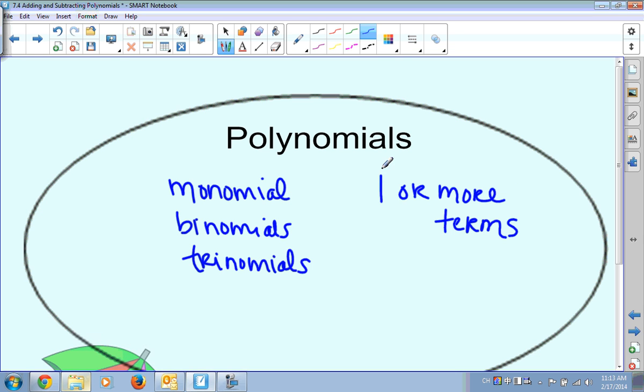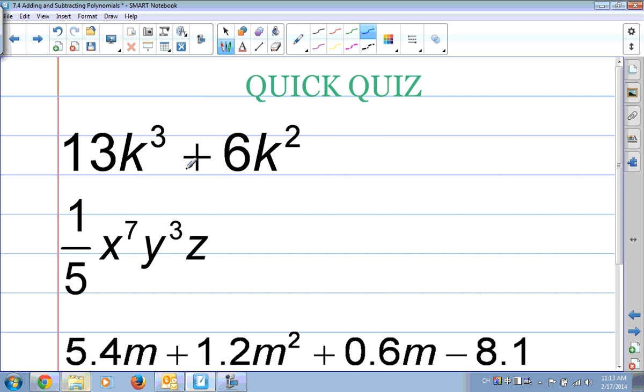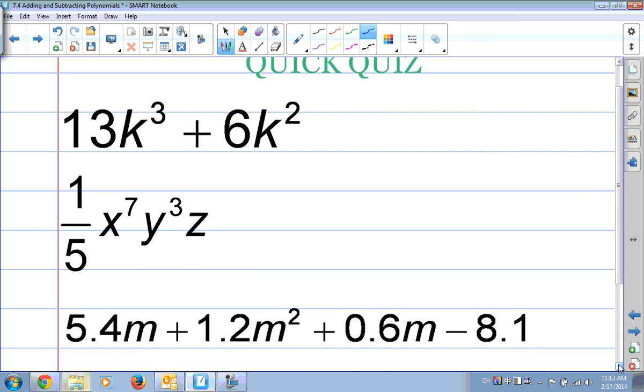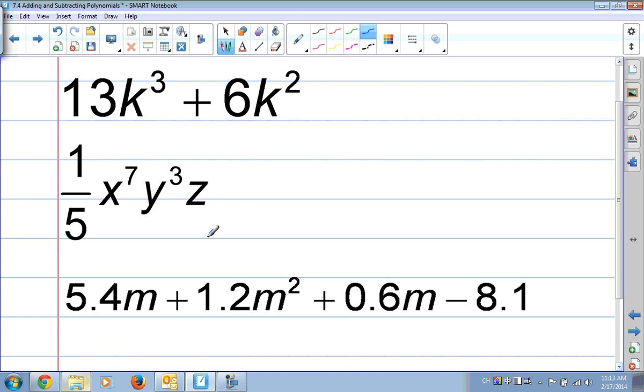Any questions? So today we're going to be combining them, which we already know how to do, right? Simplifying like terms, combining like terms. We're adding and subtracting today. Okay, we're not going to do that. I don't think this is on your paper, so we're not going to do that.